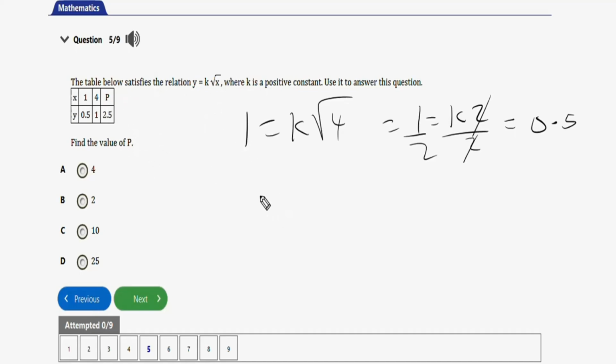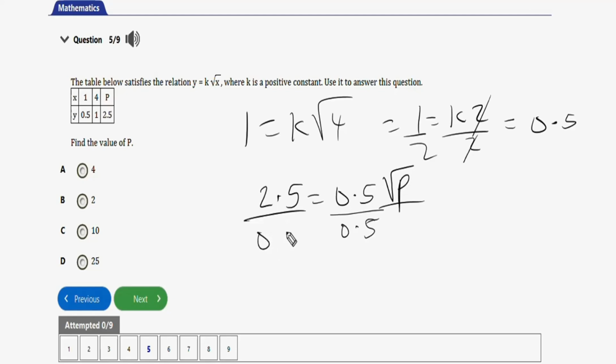Now that we have this, we are looking for the value of b when y is 2.5. So it should be 2.5 equals, so we have k to be 0.5. So that means our b is our x, square root of b. Okay, so this is what it entails. Now, first divide both sides by 0.5. So let me calculate and punch this.